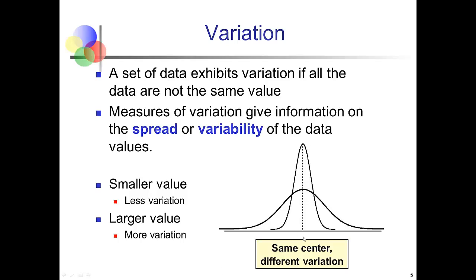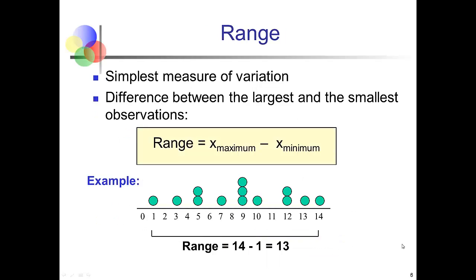So we've got an example here of two different curves that have the same center, so the same mean, but they have different measures of spread or variation. So we've got the tall, skinny guy. He's going to have a small measure of spread, and the short, fatter guy would have a larger measure of spread or variation.